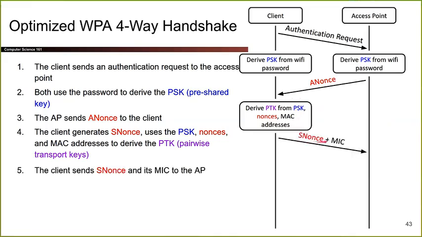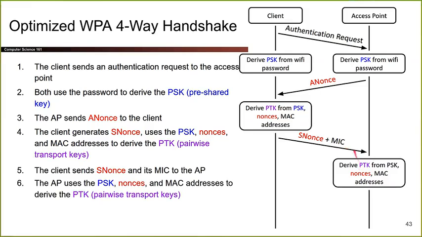Now I can combine. So now I'm doing some optimization. Not only am I sending the S nonce, I'm also sending the message integrity code at this point because I already have the purple key and I have the nonces. So I'm just going to go ahead and send the message integrity code first. Instead of sending this in one message and then this in another message, I'm going to combine them and send them in one shot.